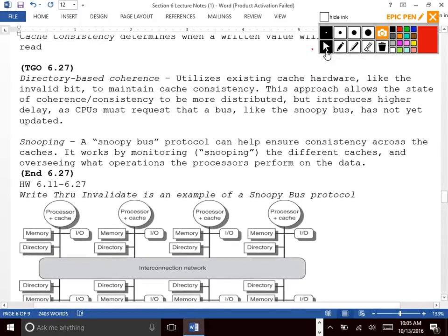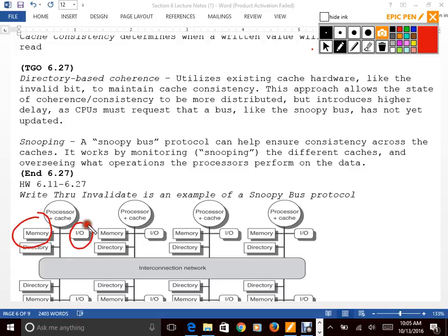Directory-based coherence we define as utilizing existing cache hardware, like the invalid bit, to maintain cache consistency. This approach allows the state of the coherence and consistency to be more distributed. So basically, what's going on here is that we have all of these different processors and directories right next to the memory. This diagram says memory, I/O. So we have I/O buses and the directory. The directory is telling me what variables are being used in each memory and cache, right?